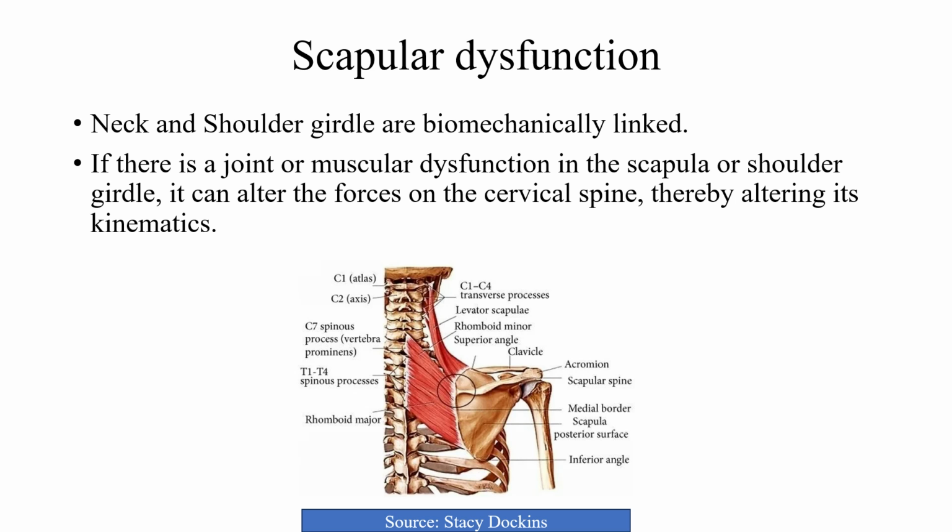Scapular dysfunction is a very valid cause of alteration in cervical kinematics, because multiple muscles originate from the neck and insert into the shoulder girdle. So there's a good connection biomechanically between the neck and shoulder. So any dysfunction that occurs in the scapula, you can expect some amount of dysfunction to occur in your cervical spine as well. One good example of the muscle is the trapezius. So if there's any kind of spasm in the trapezius, neck movements also get altered, and to some extent elevation of the shoulder girdle also gets altered.